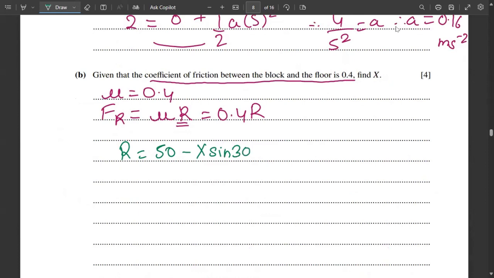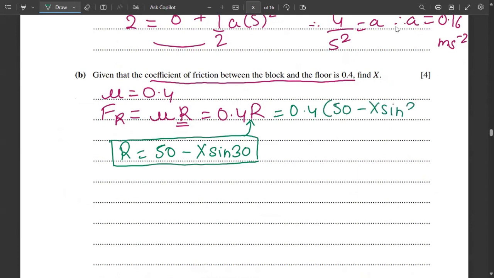So let's simplify this. If I put 50 minus X sine 30 in the place of R, then I'll get 0.4 times (50 minus X sine 30). Further simplifying this, if I put this in the calculator, I will get FR is equal to 0.4 into 50, which is 20, minus 0.2X. That is the value for FR.